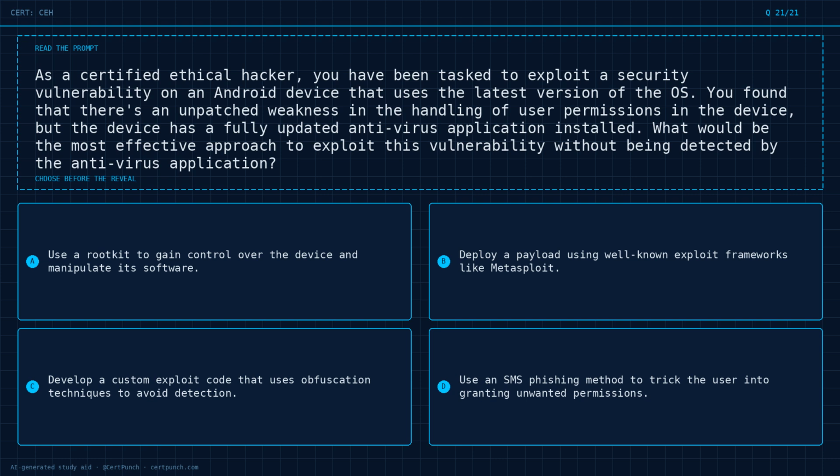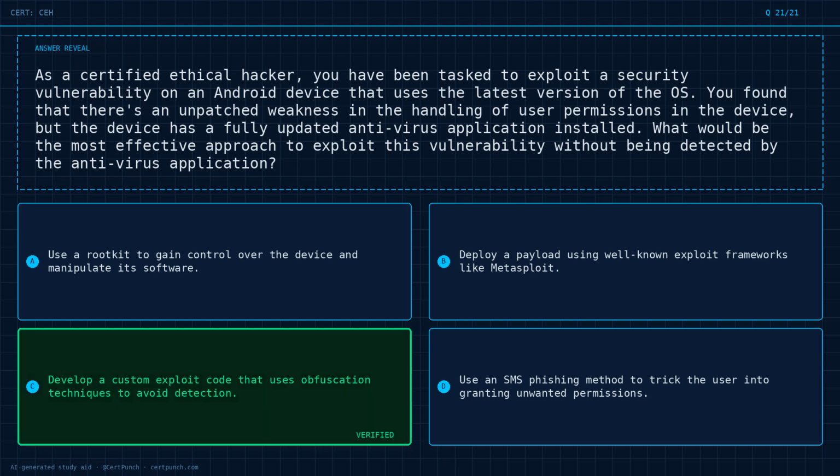Option A. Use a rootkit to gain control over the device and manipulate its software. Option B. Deploy a payload using well-known exploit frameworks like Metasploit. Option C. Develop a custom exploit code that uses obfuscation techniques to avoid detection. Option D. Use an SMS phishing method to trick the user into granting unwanted permissions. Choose the best answer before the reveal. Commit to it now.